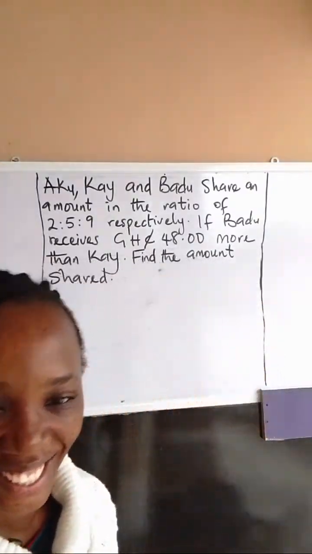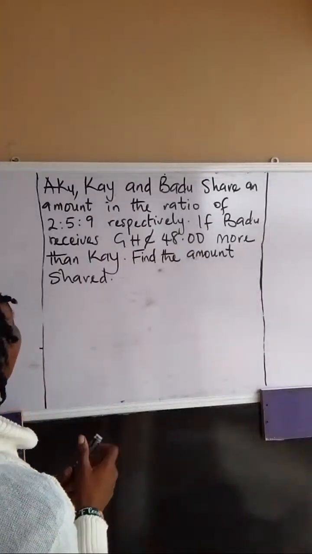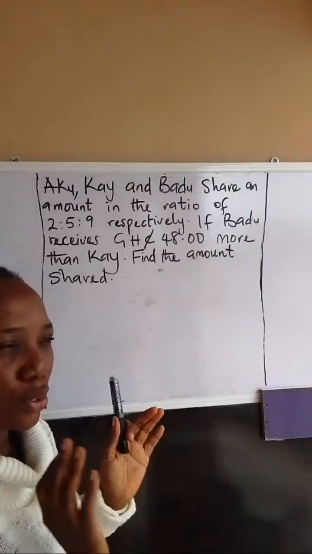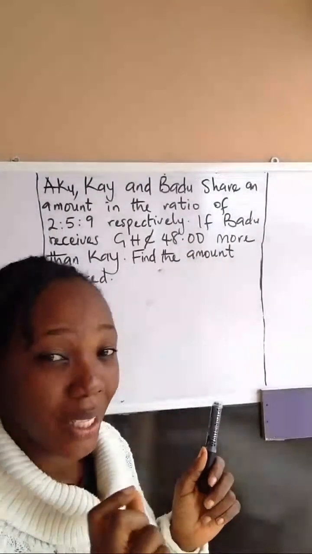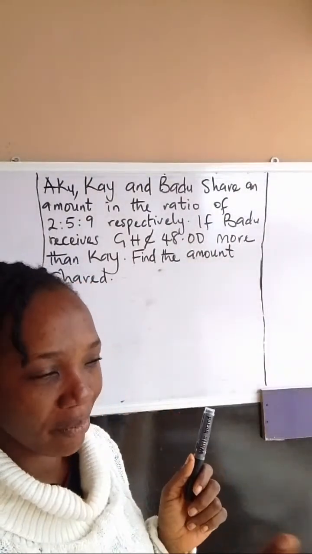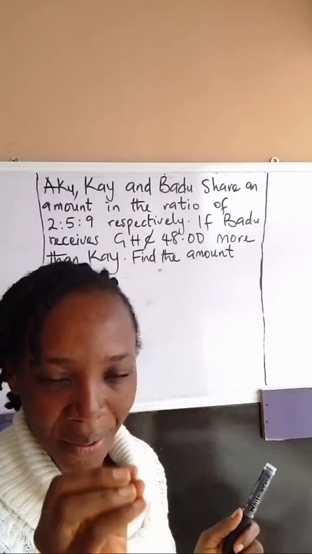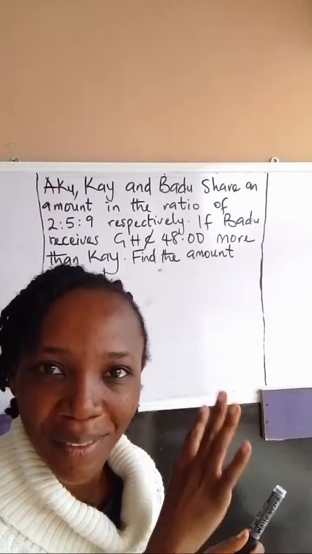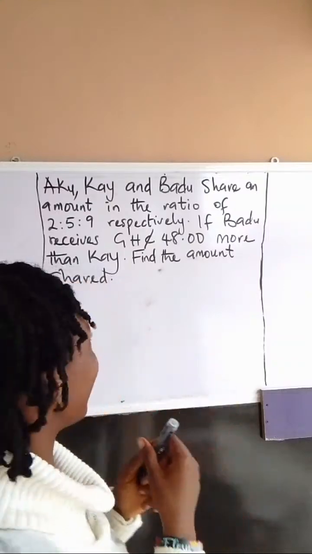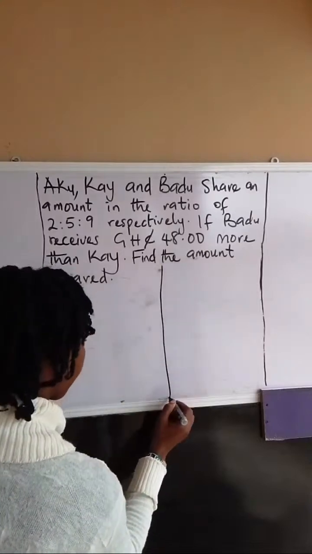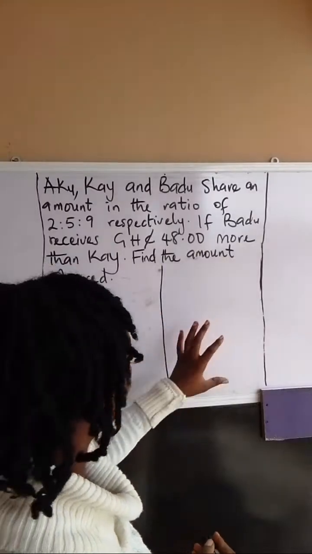Thank you so much. Okay, so Aku, K, and Badu share an amount. We do not know the amount they shared, and that's what we are asked to look for. So watch how I'm going to get mine. Everybody has their own method of solving it, and this is mine. So watch it and learn as well.